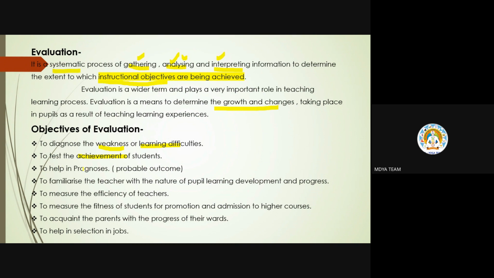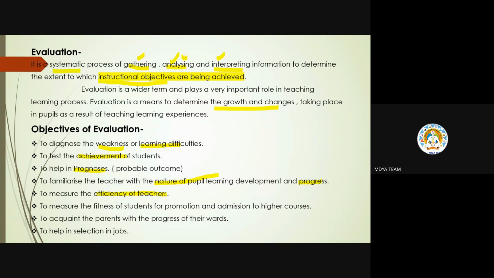To help in prognosis. Prognosis means to help in knowing what could be the probable outcome of the teaching. So evaluation helps in that also. To familiarize the teacher with the nature of the pupil, learning development and process. The teacher will become familiar with the learner after seeing the result or the evaluation. To measure the efficiency of the teacher, it is also helpful in measuring the efficiency of the teacher.